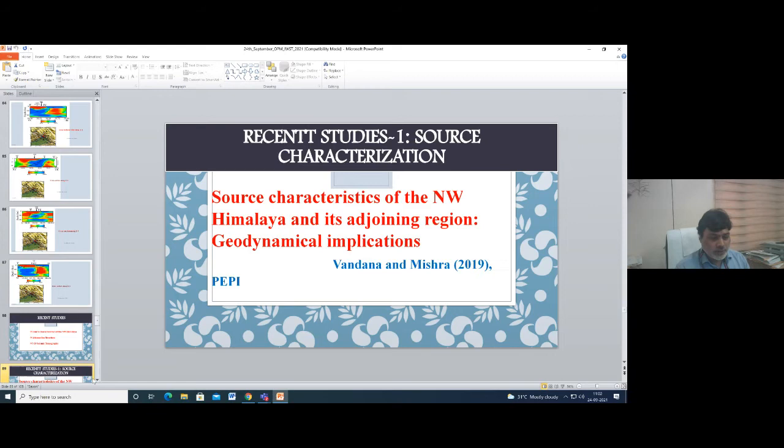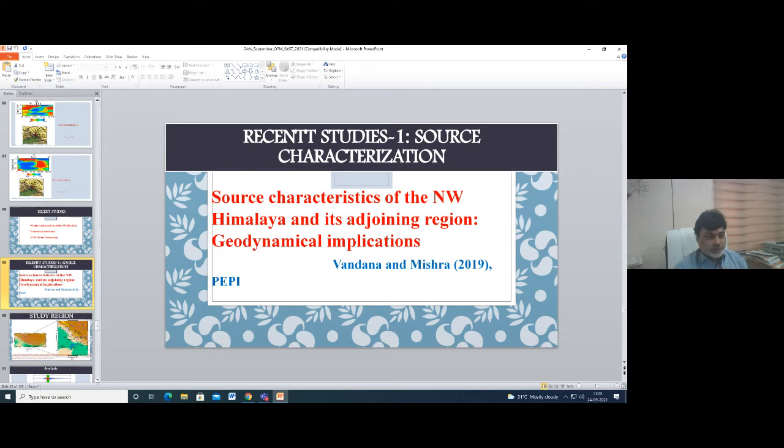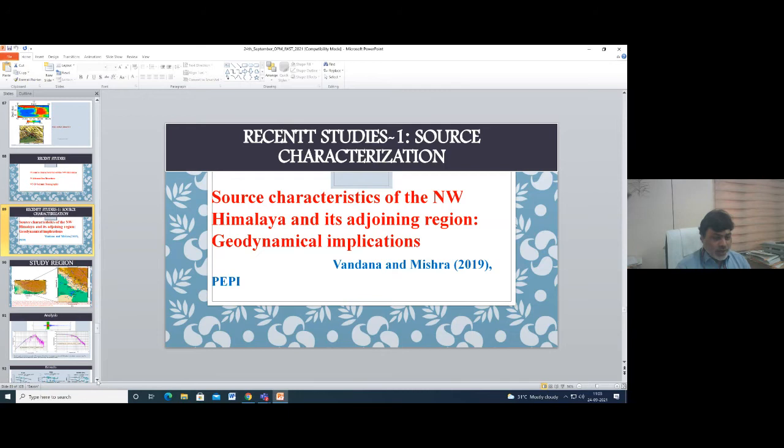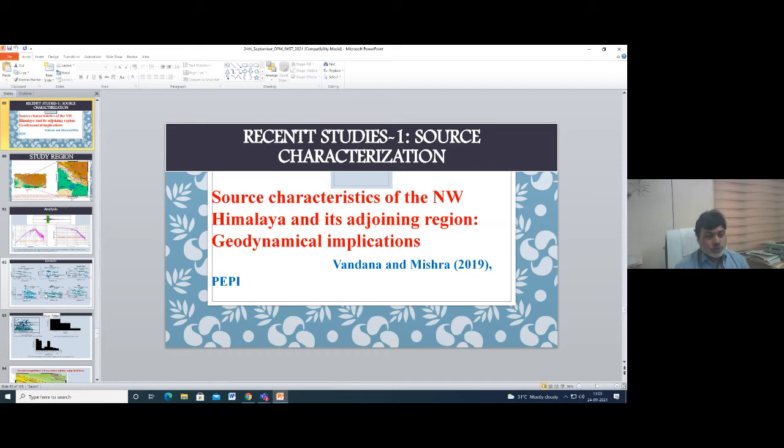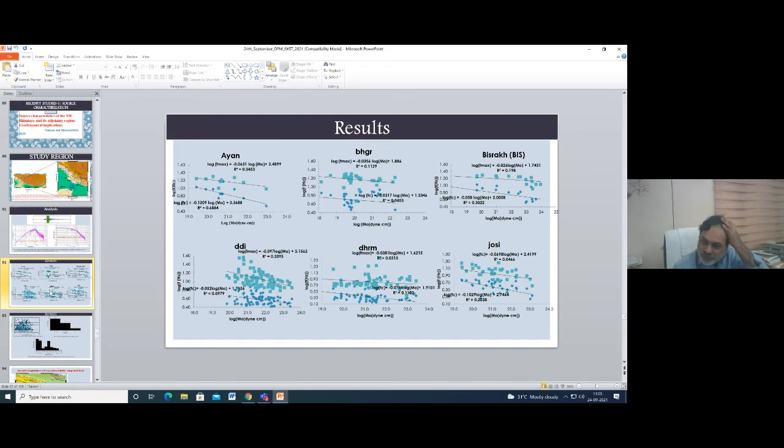For this source characterization of Northwest Himalaya and its adjoining region, geodynamical implications, my student Vandana and myself published a paper in 2019, and we saw that the source characterization is related to many factors which have a bearing on the seismic moment at different frequencies. So this gives you an idea of at what frequency, and thus what type of earthquake, can be attenuated if the attenuation model is generated.